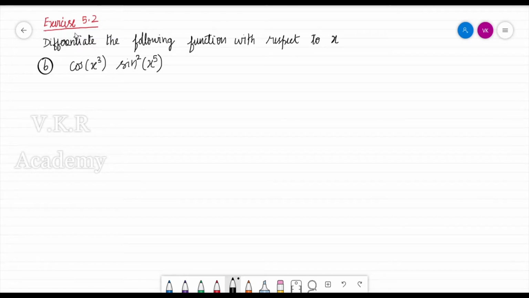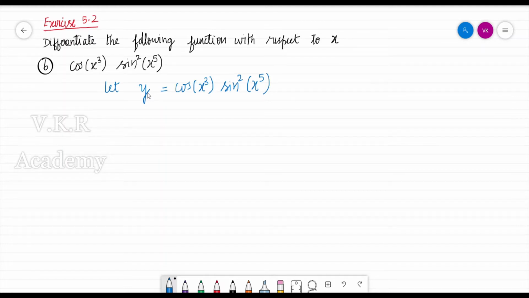Dear children, in this lecture, let's discuss the sixth problem from exercise 5.2. We are asked to find the derivative of cos of x cube into sine squared of x power 5. Let's assume the given function to be y. Let y is equal to cos of x cube into sine squared of x power 5.